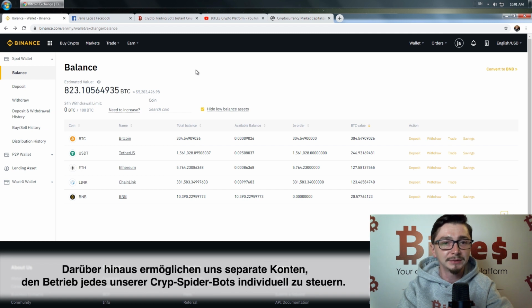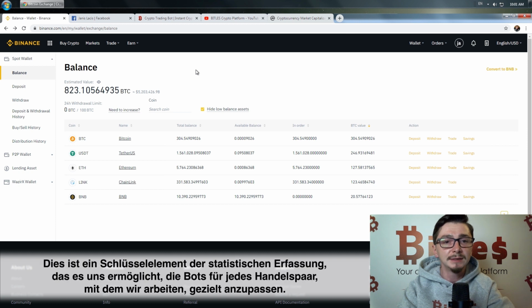Please, use this recommendation. In addition, separate balances allow us to control the operation of each of our Cryp-Spider bots individually. This is a key element of statistics gathering, which makes it possible for us to purposefully adjust bots for every trading pair that we work with.